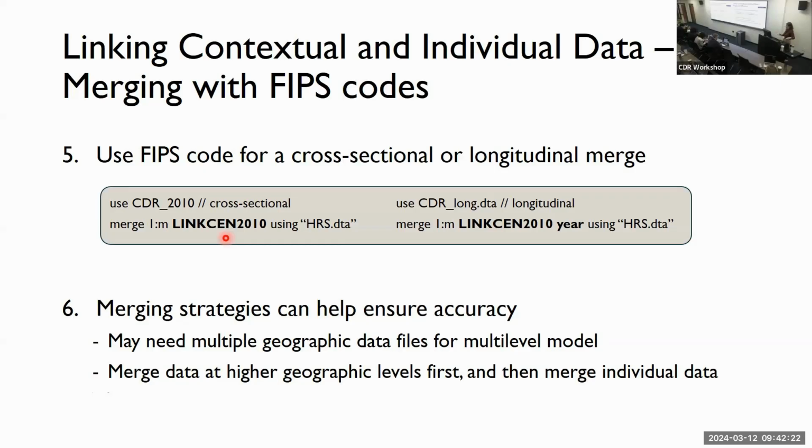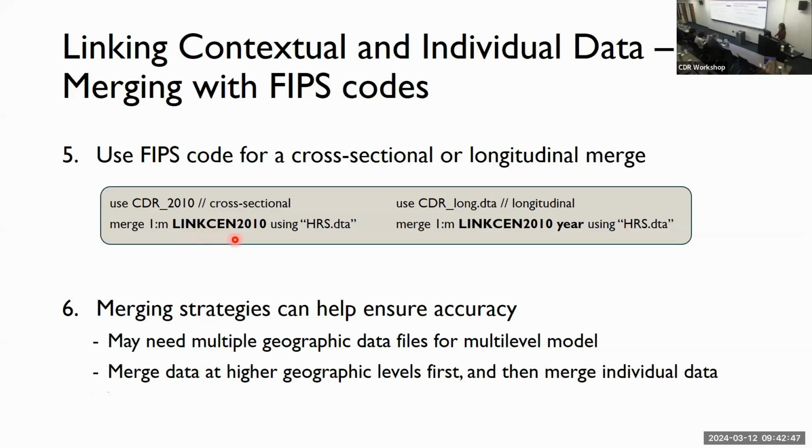So how would you change the command if you want to do it based on the state or based on the county? Would you use a different command to do that, going step by step? You would use the same command, as long as your state FIPS code uniquely identifies observations in your geographic data set or in your contextual data set.